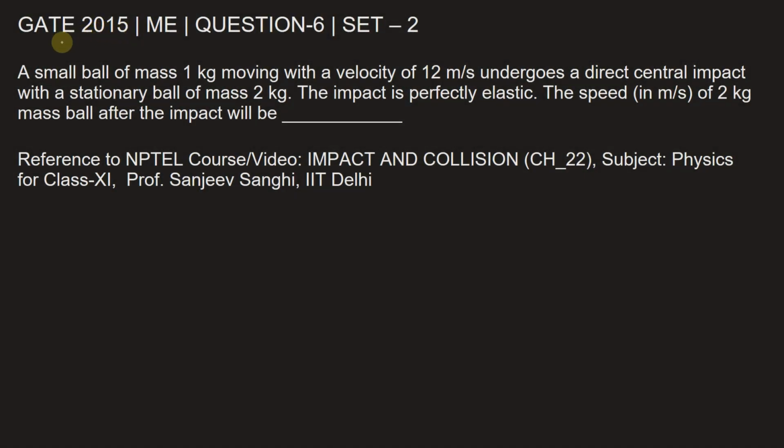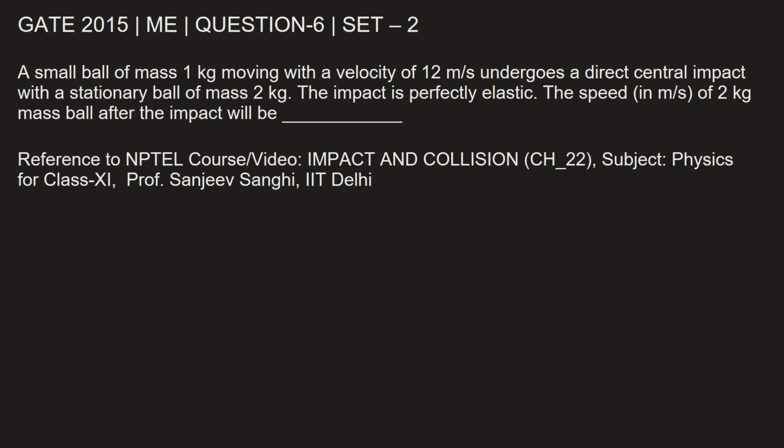This question is from GATE 2015 Mechanical Engineering paper, set 2, question number 6. A small ball of mass 1 kg moving with a velocity of 12 meter per second undergoes a direct central impact with a stationary ball of mass 2 kg. The impact is perfectly elastic. Speed in meter per second of 2 kg mass ball after the impact will be dash.